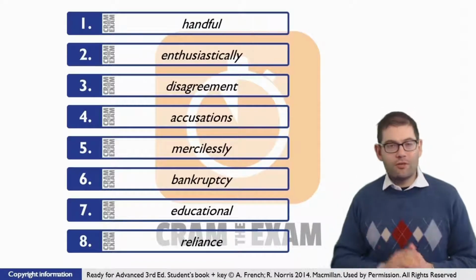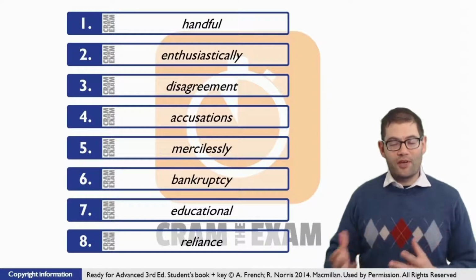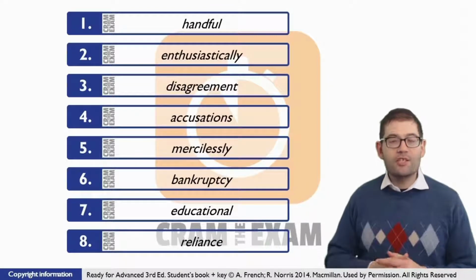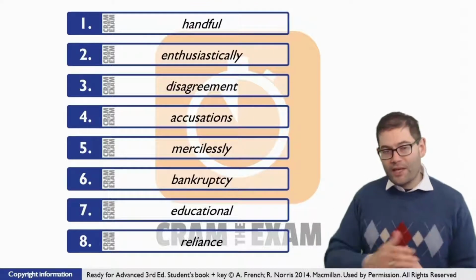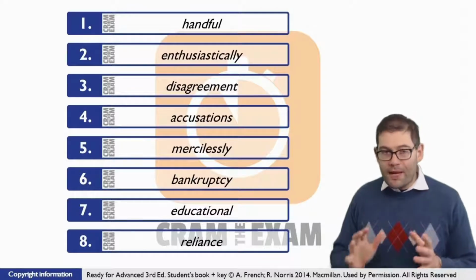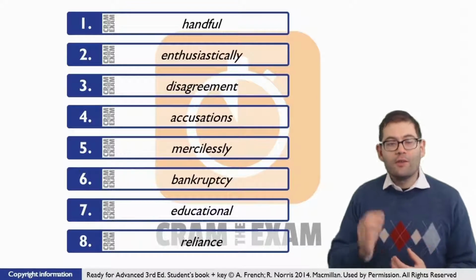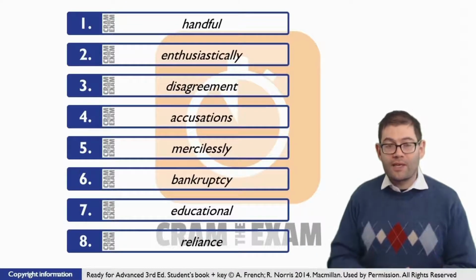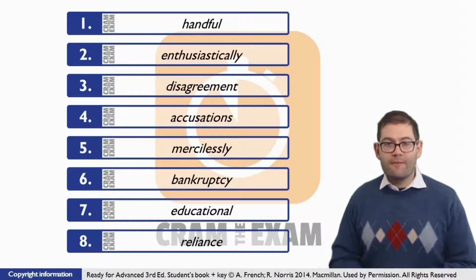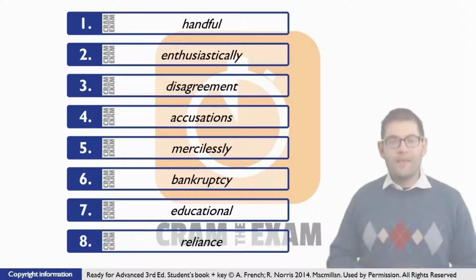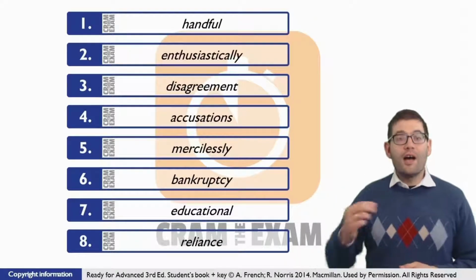For question number 4, 2 clues. First of all, we've got the adjective before the gap, but we don't have the noun that adjective is modifying. And secondly, just like question number 1, we've got the preposition of after the gap, which means that we're going to need a noun here as well. But because the adjective before the gap refers to not just one occasion, but a number of occasions, we're going to need a plural form of the noun. So what do we need here? Accusations.